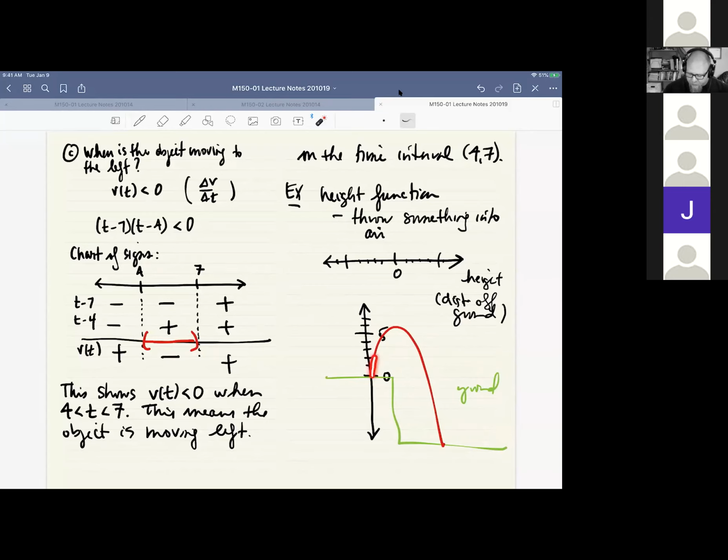When you're going up, you're moving right on the number line. When you're going down, you're moving left on the number line. And so it's where your object changes direction that the velocity is zero. Sometimes these are called turning points for that reason. Places where v of t is zero can be called turning points.